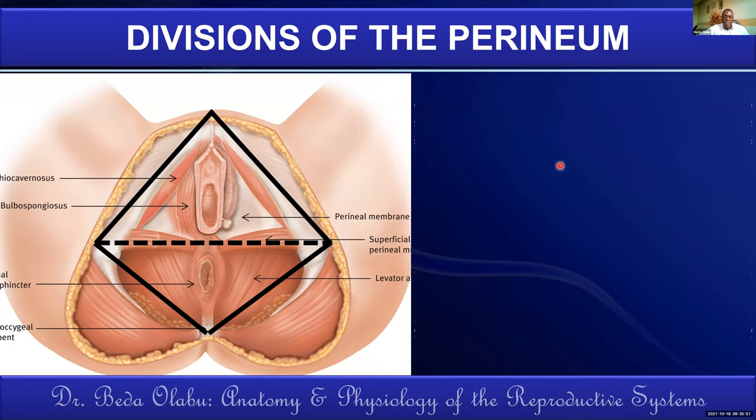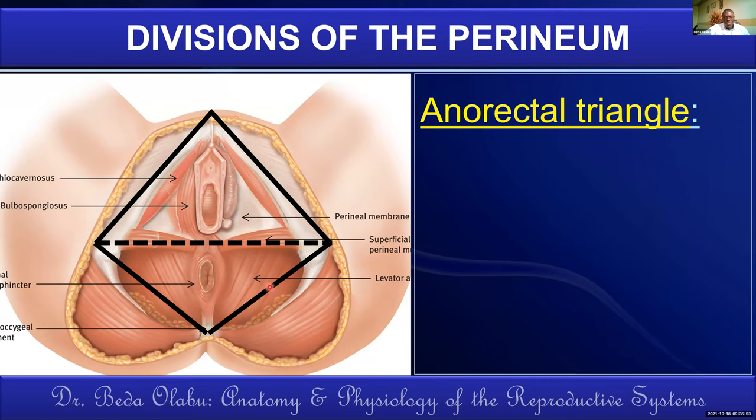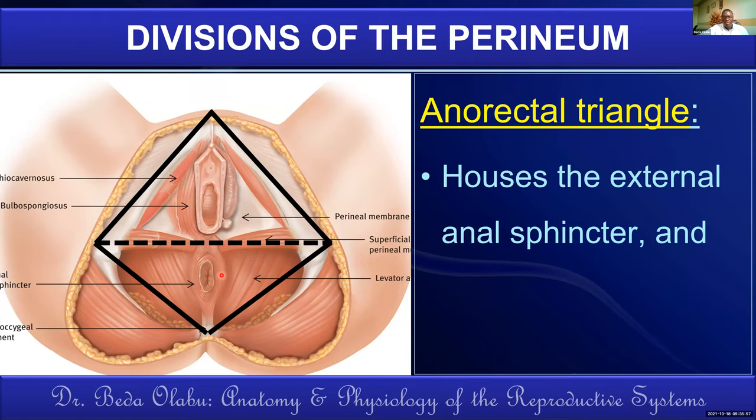The posterior triangle is what we call the anorectal triangle. The posterior triangle houses the external anal sphincter, as well as what we call the ischiorectal fossa. So the external anal sphincter is this one, the muscle that controls the anus. And then this region here usually is a potential space filled with fat. That's what we call the ischiorectal fossa.